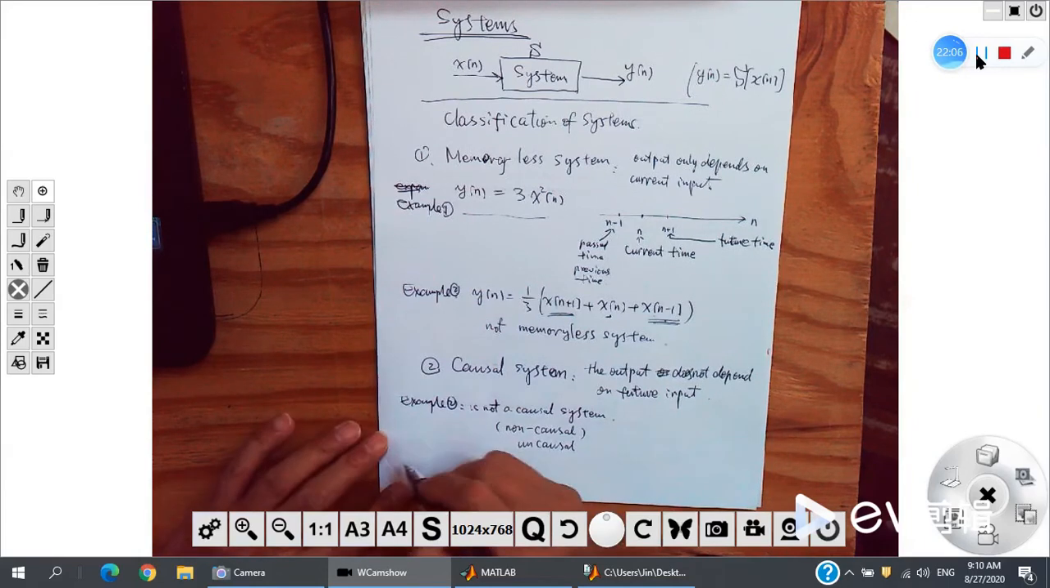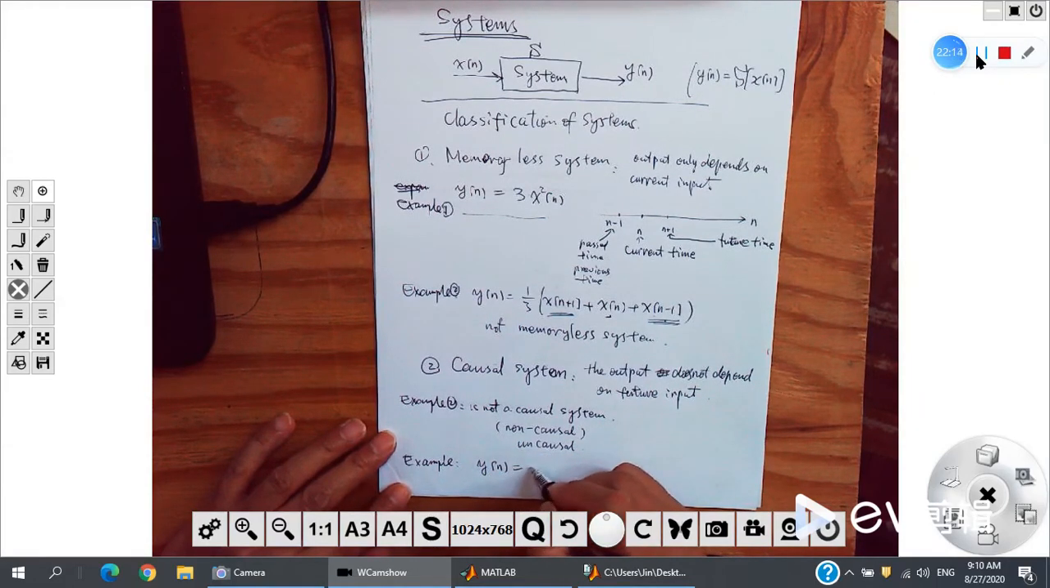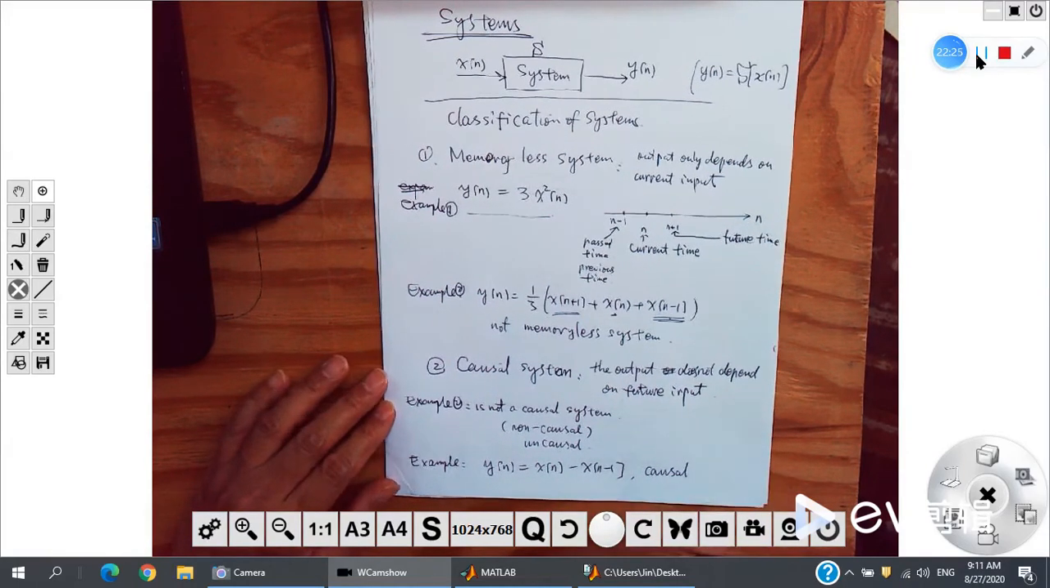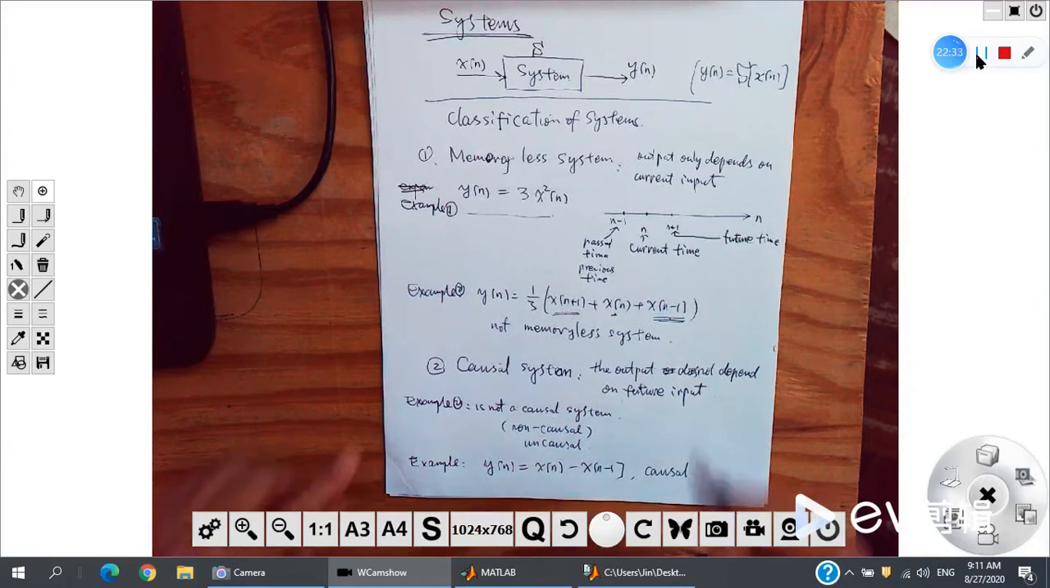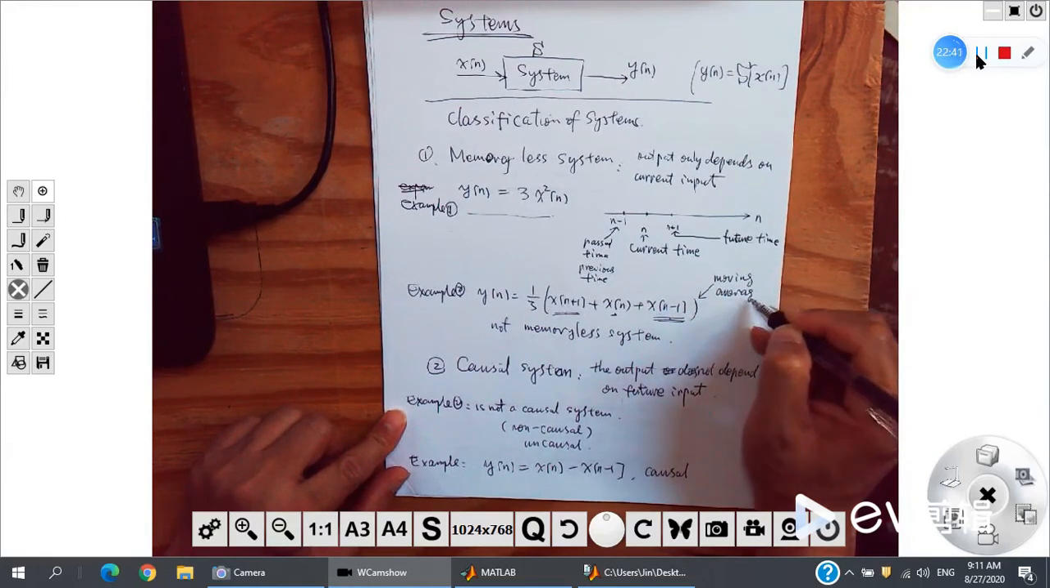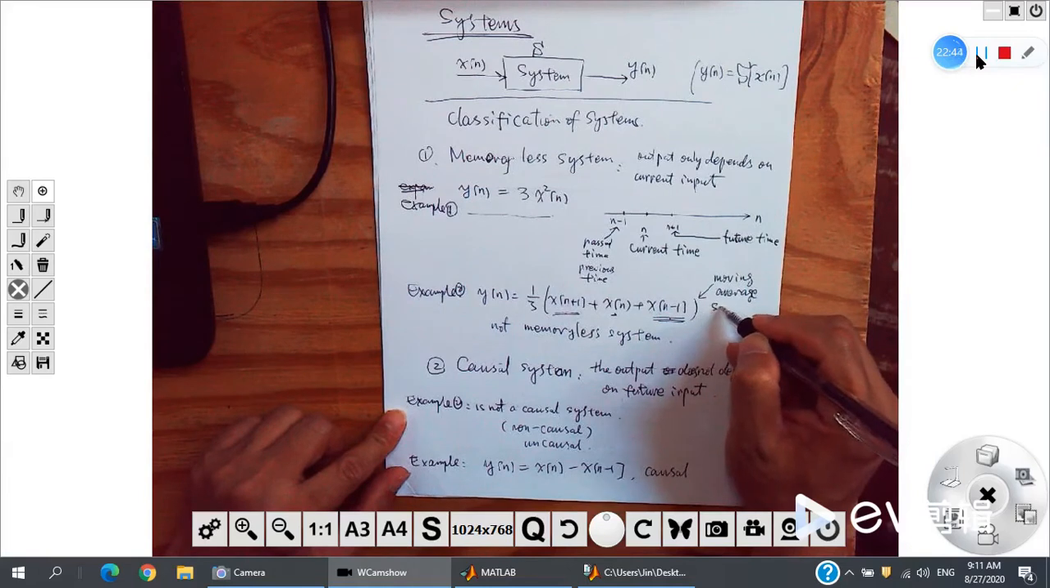And we can have another example for causal. I have output y of n equal to x of n minus x of n minus 1. Okay, this is causal, right? And actually here we have some name for this example. This is a moving average system.